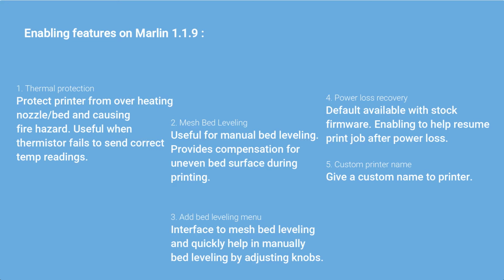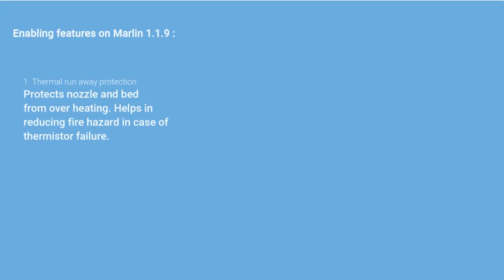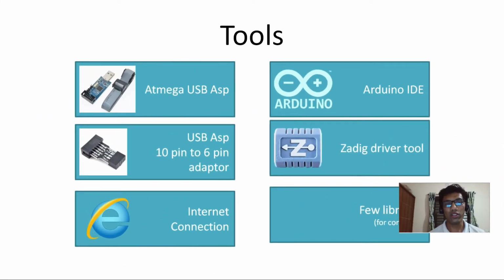And if we use Marlin 2.0, many features will have to be disabled. So Marlin 1.1.9 version best suits, where we can enable a few features like mesh bed leveling, thermal runaway protection, and even continue to have this power loss recovery that comes with the stock printer firmware.